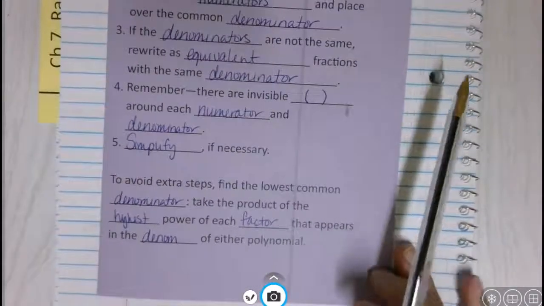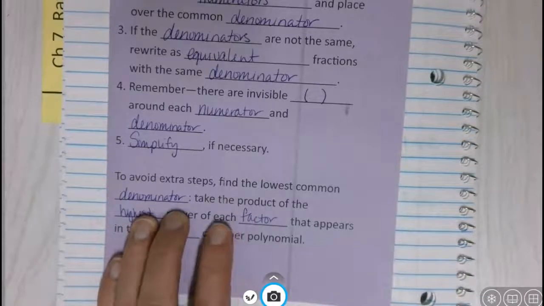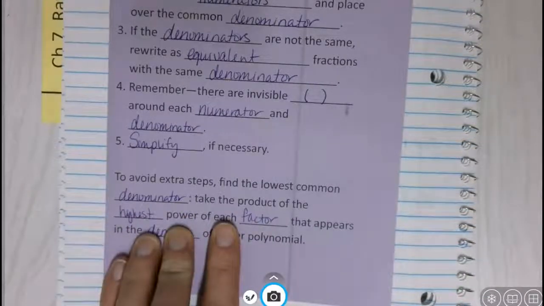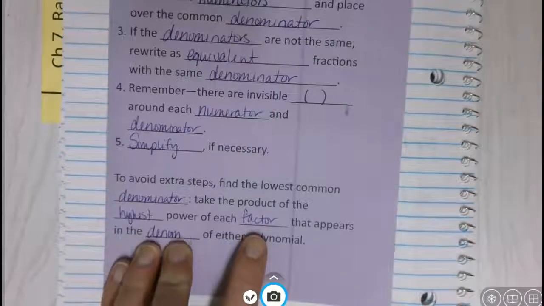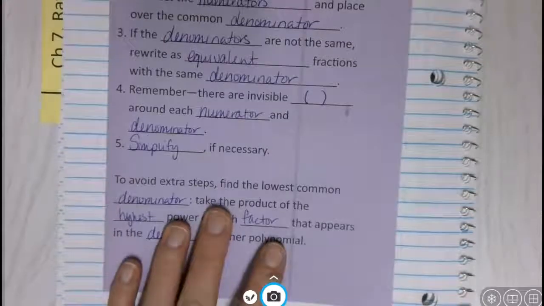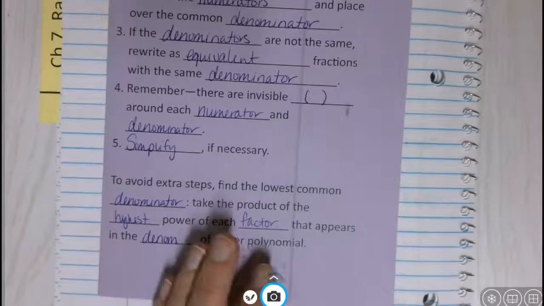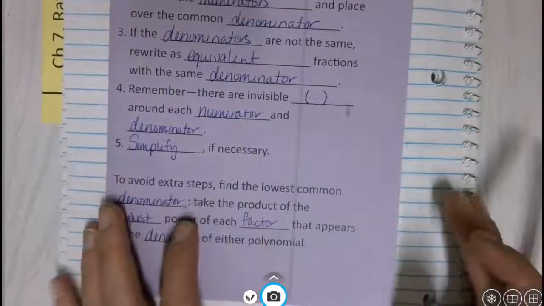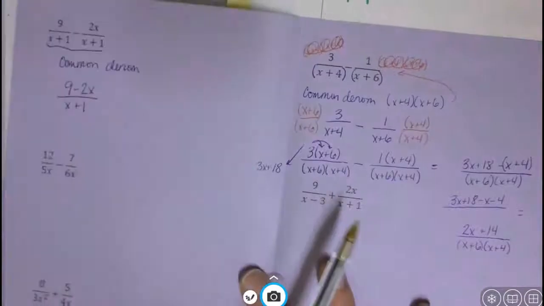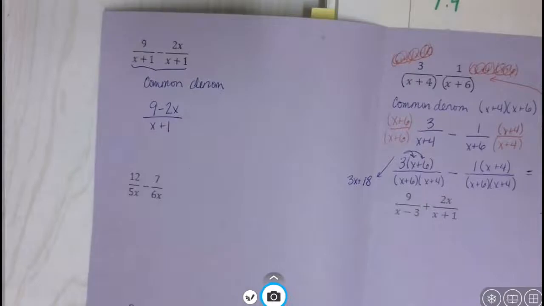To avoid extra steps, right, this can be a long and funky process, so we want to avoid those extra steps if possible. To find my lowest common denominator, I take the product of the highest power of each factor that appears in the denominator of either polynomial. And we'll look at what that looks like. To find the common denominator, we could just multiply all our denominators together, but that actually adds quite a bit of work down the road. So let's look at some examples. I'm going to walk through a couple of these with you, and then you are going to spend some time actually going through and doing them.